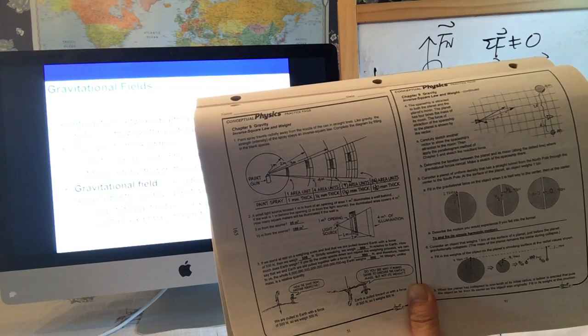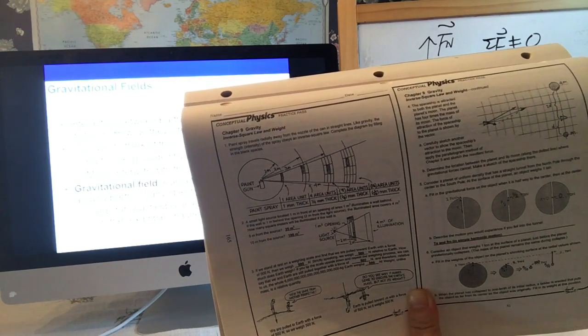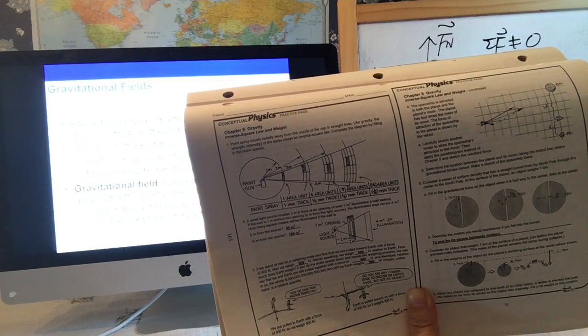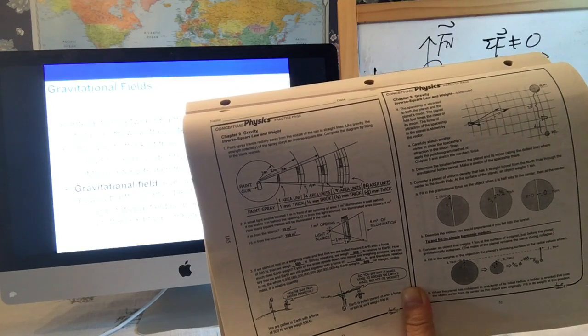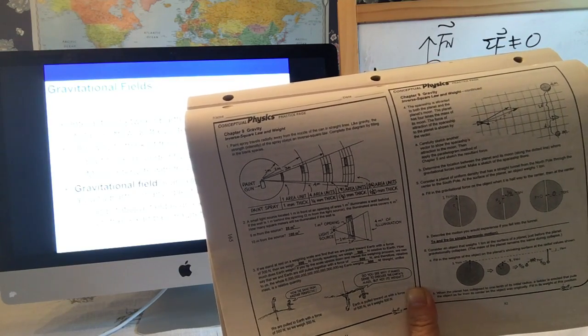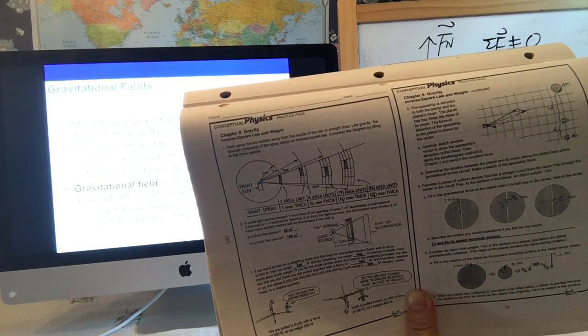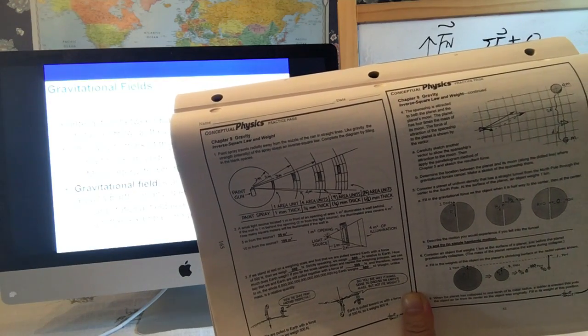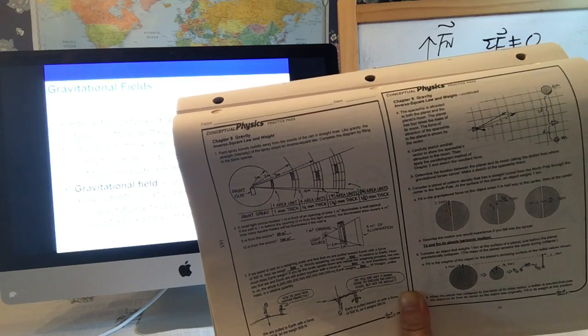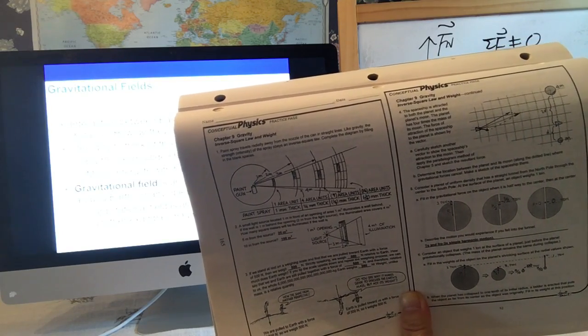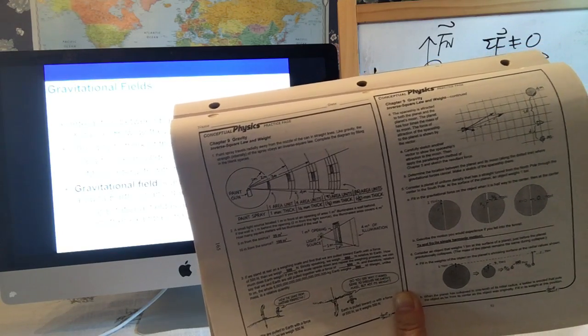So if you double the distance, that means 2 to the 2 is 4. That's why the force becomes 1/4 of the original force. Okay. If you triple the distance, it's 3 to the 2, which is 9, and you have to inverse it with 1/9. So the force becomes 1/9 of the original force.